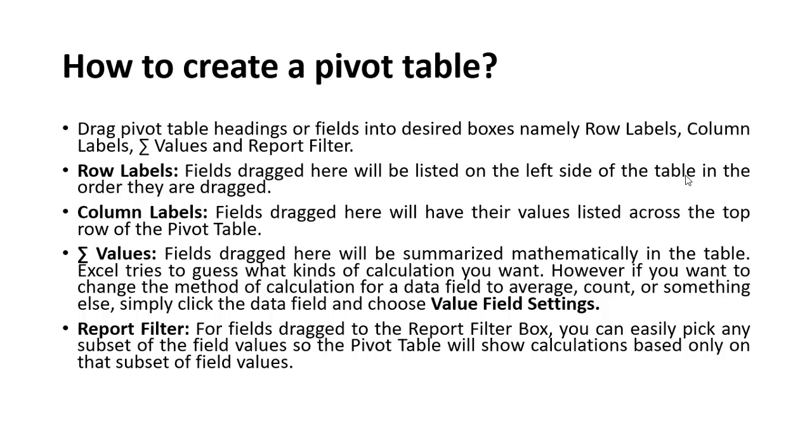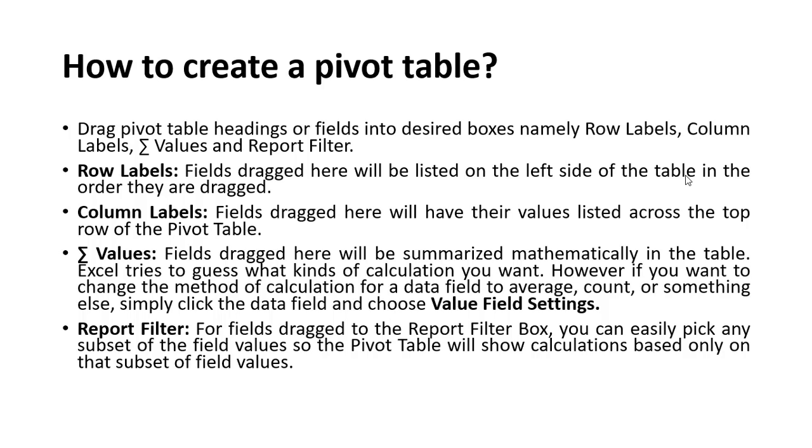So this would be the very basic thing. The row labels have to be set, the column labels have to be set. Then most importantly, you have to get the values. The fields dragged here will be summarized mathematically in the table. So once you drag and drop it to the values, say sales, they would compute the totals by default. By default, the totals would be calculated and you are given the total value, right?